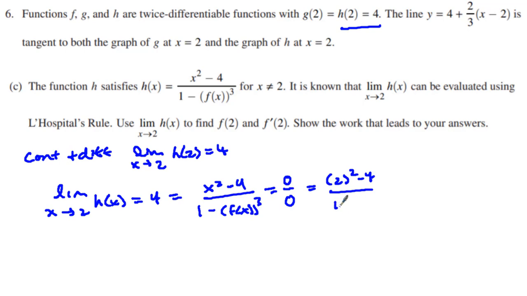That means 1 minus f of 2 cubed has to equal 0 as well. Which means 1 minus what cubed equals 0? That has to equal 1. So I know f of 2 is equal to 1.